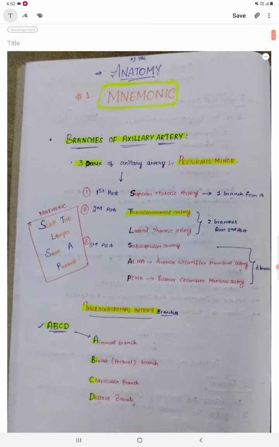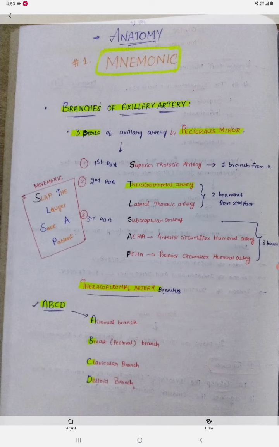So this is an important MCQ also. It can be asked as an MCQ: what muscle divides the axillary artery into three parts? That is nothing but the pectoralis minor muscle.